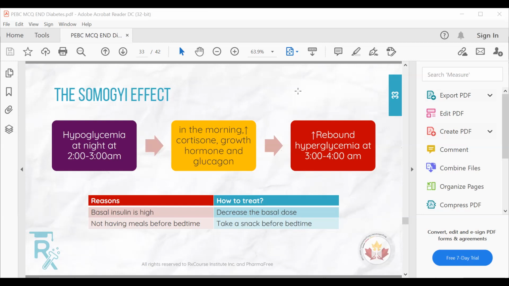The other option is that if the patient is not taking a meal at bedtime, I ask him to take a small snack, because the snack that he is taking at bedtime will help in preventing the hypoglycemia during the night and the rebound hyperglycemia that happens as the reaction by the body after.